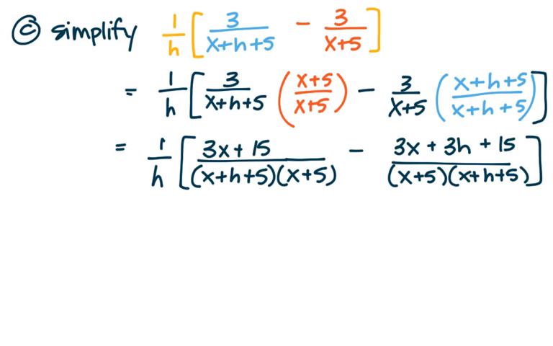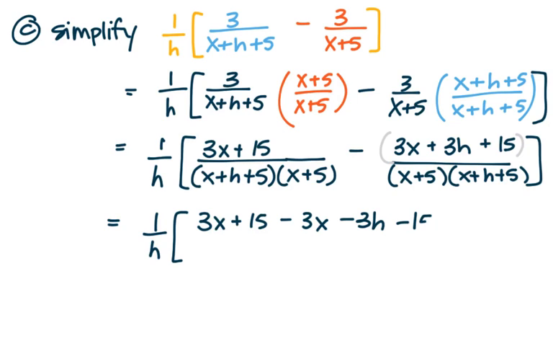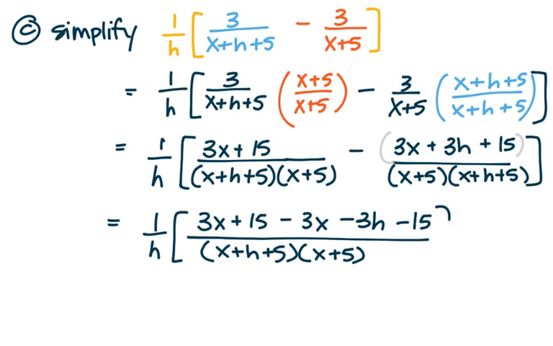So what you want to notice here is that the minus is in front of all of those terms. So these two fractions now have the same denominator. So when I combine the numerators, that minus is going to distribute through. I've got 3x plus 15 minus 3x minus 3h minus 15 all over x plus h plus 5 times x plus 5.